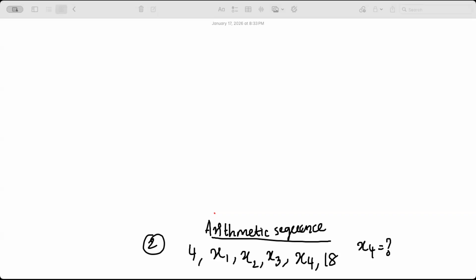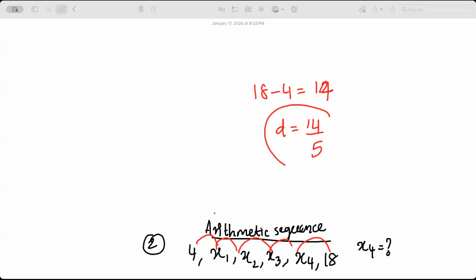So here, how many common differences are there? 3, 4, 5 common differences. What is 18 minus 4? 14. Now 14 divided by 5 is one common difference. So the common difference is 14 by 5. Vishnuram, did you get it? You got it, Vishnuram?